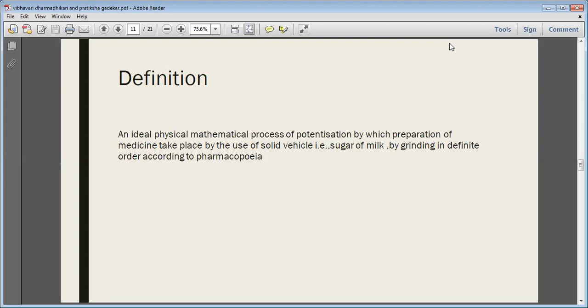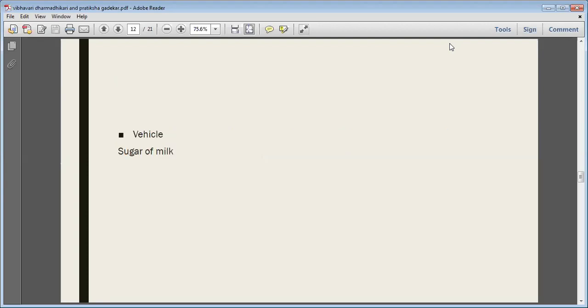A process of potentization by which the preparation of medicine takes place, but the nature of the drug substance is solid, which is insoluble in the liquid vehicle. And what we are doing here, we are doing the grinding, we will do the scraping. So all these things we are doing, but according to the rules. The rules are under the pharmacopoeia. So this is the definition of trituration.